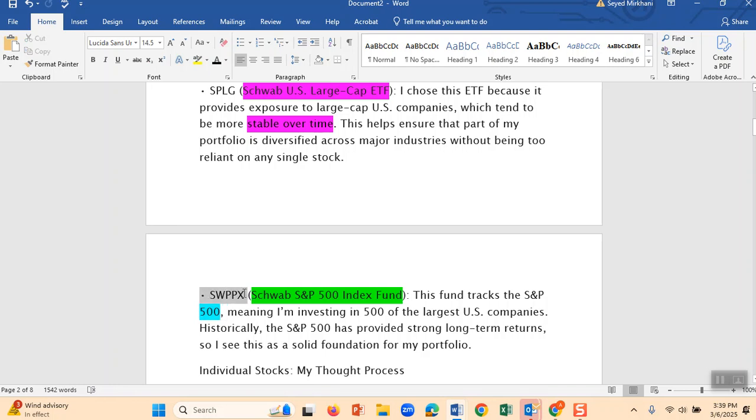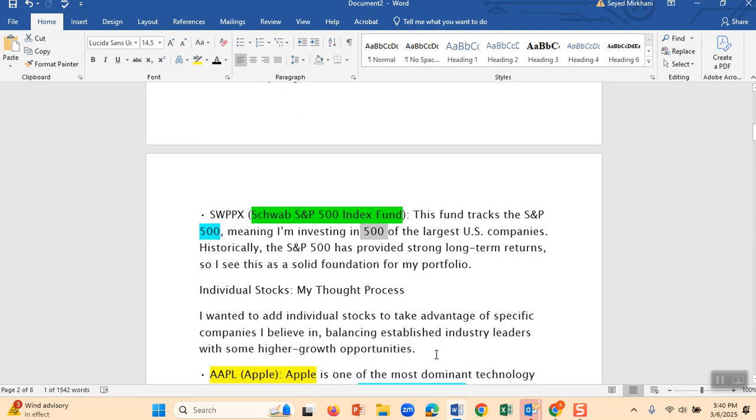Therefore, this is usually a safe investment. Of course, it goes up and down, but it's not all eggs in one basket. It is in 500 baskets. If one company of these 500 companies goes bankrupt, who cares? Nothing is going to happen. Therefore, nothing to be worried about.